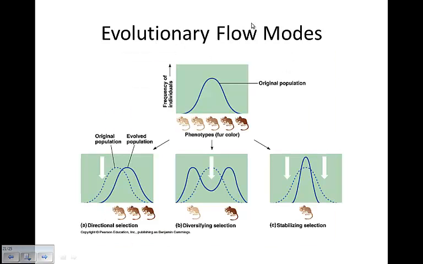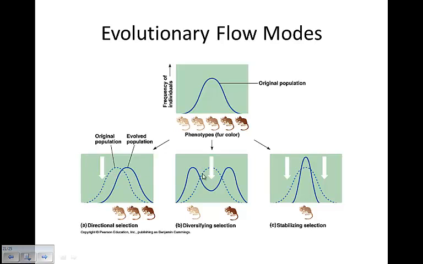All right, so let's look at these evolutionary flow modes. We talked about movement in population. So the evolutionary flow modes are ways of selection that affect the phenotypic, what we're actually seeing, that phenotypic outcome. Here's our original population, and there's three main ones that we look at. The directional one: if we have directional selection, this bell curve for a trait flows in one direction only. Thus the name directional, because it's going only in one direction.